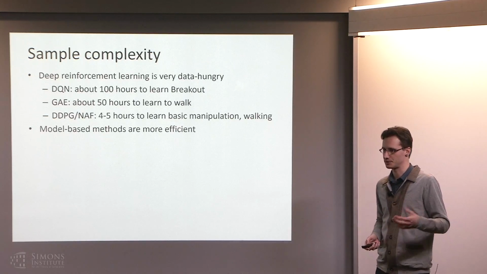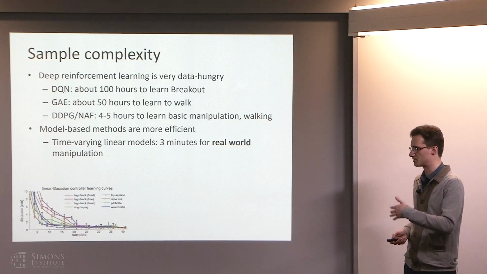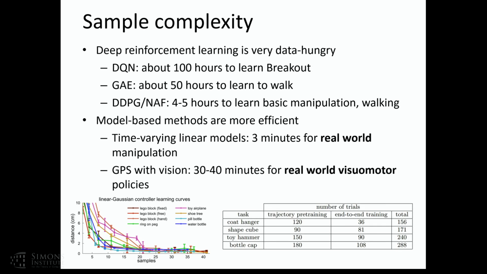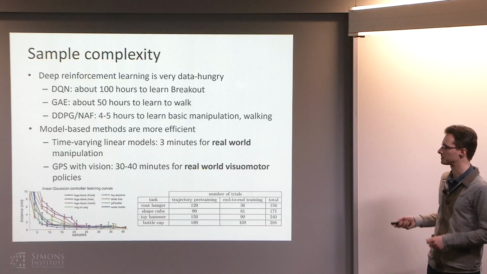The model-based methods tend to be quite a bit more efficient. So the time-varying linear model approach that I showed before with linearization took 3 minutes of experience to learn a real-world manipulation task. So it's substantially faster. And with 30 to 40 minutes, you can actually learn the shape-sorting cube task with vision. So if you're actually fitting a model, provided it's chosen intelligently and carefully, you can do much better in terms of sample complexity.